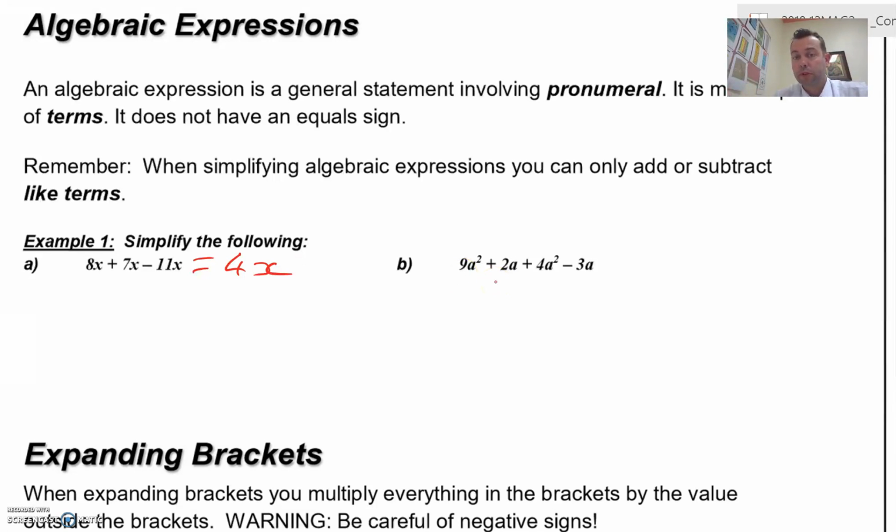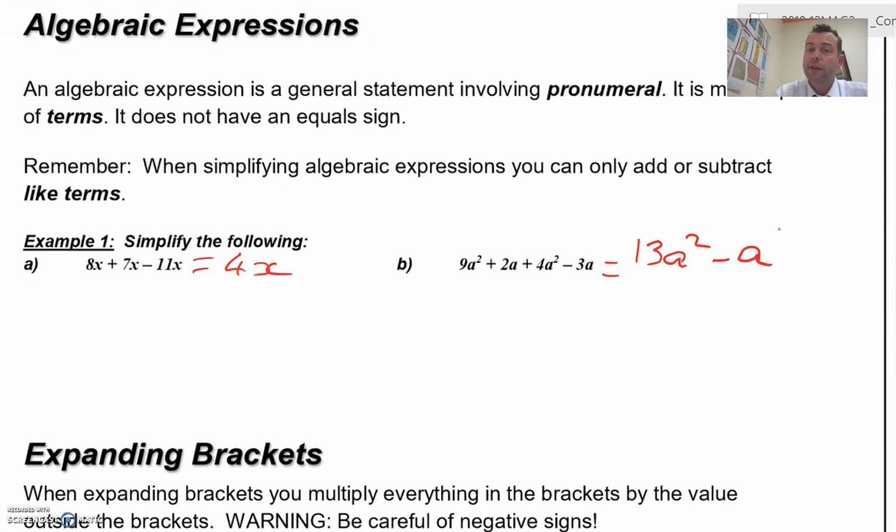Now all of the pronumerals are the same as such, but some of them are squared and some of them aren't, so they're not like terms, so they can't be added and subtracted. But the squareds can, so that leaves me with 13a squared. And I've also got 2 minus 3 is -1. Now we don't do a coefficient of -1, just going to say minus a. And that's our answer.